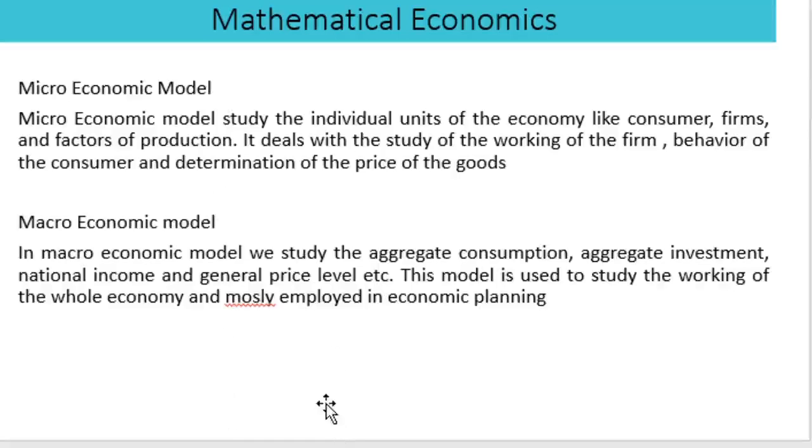Another term is microeconomic model and macroeconomic models. Microeconomic models study the individual unit of the economy like the consumer, firms, and factors of production. That is, we know that in economics we have two branches of economics, microeconomics and macroeconomics. Microeconomics mainly deals with individual firms, etc., or their analysis, and macroeconomics mainly deals with the aggregate or the whole economy.